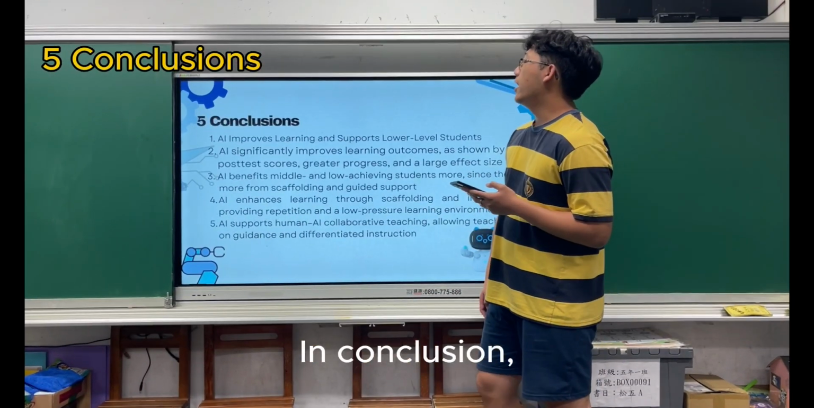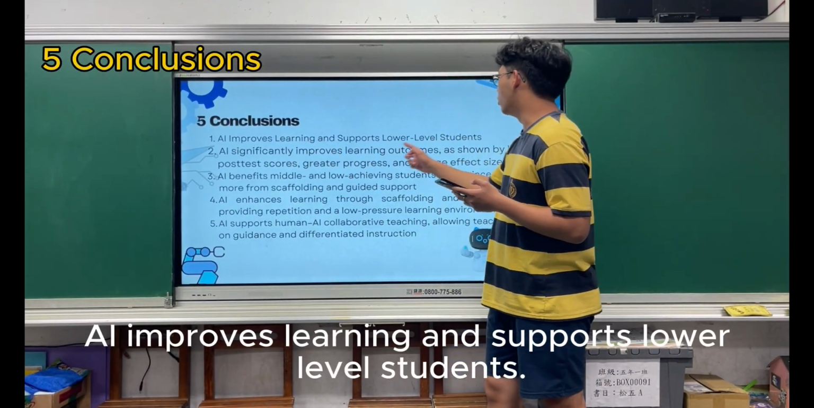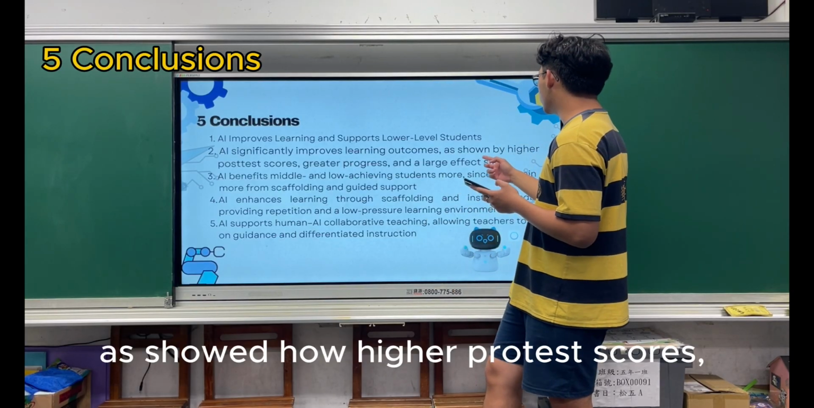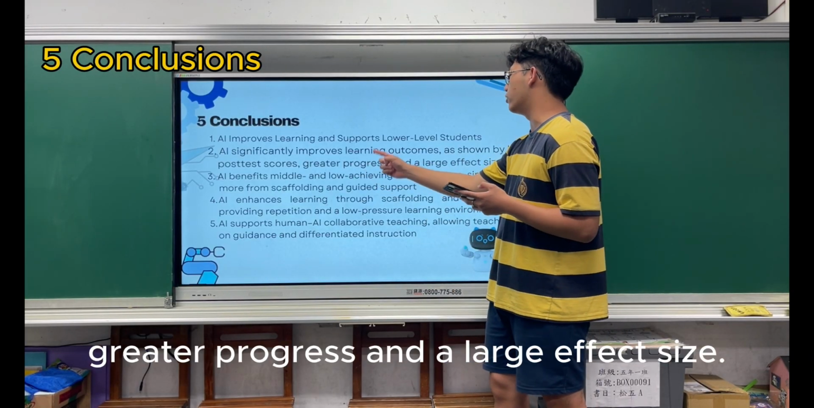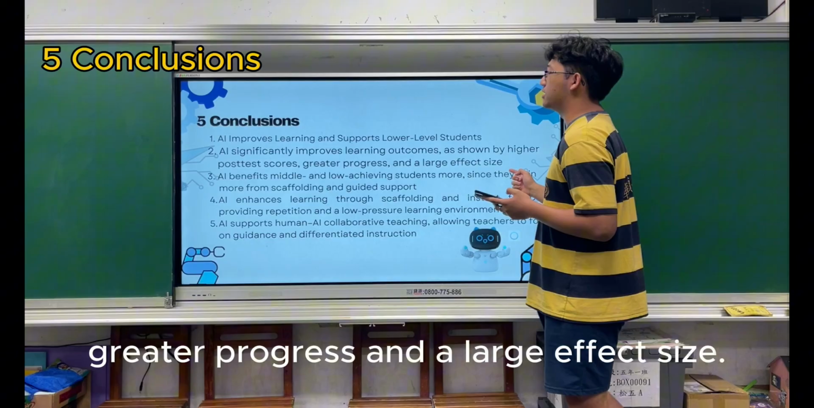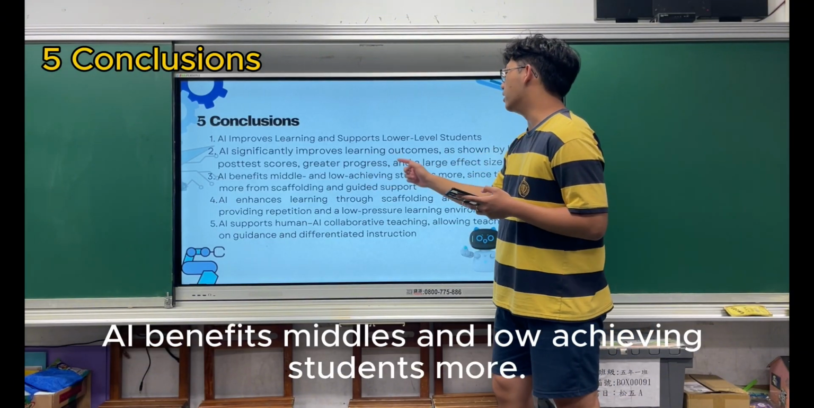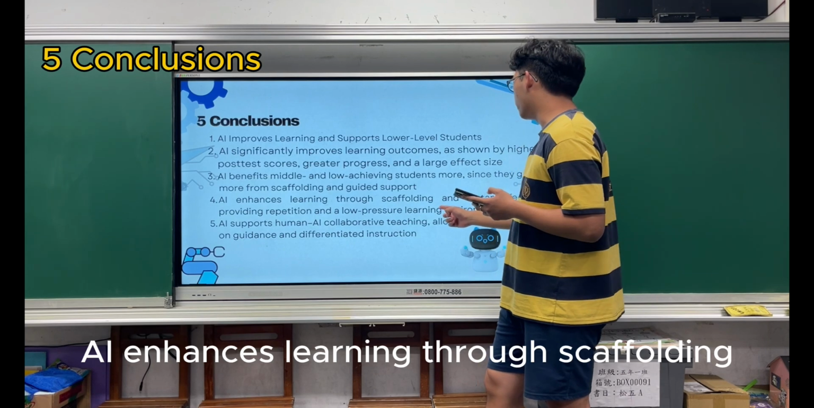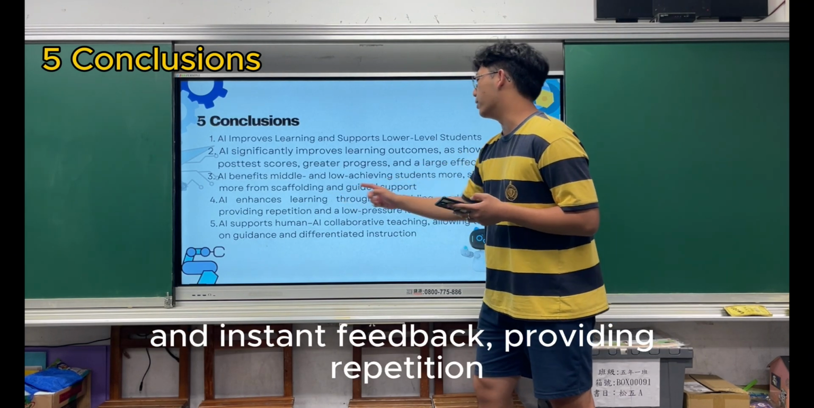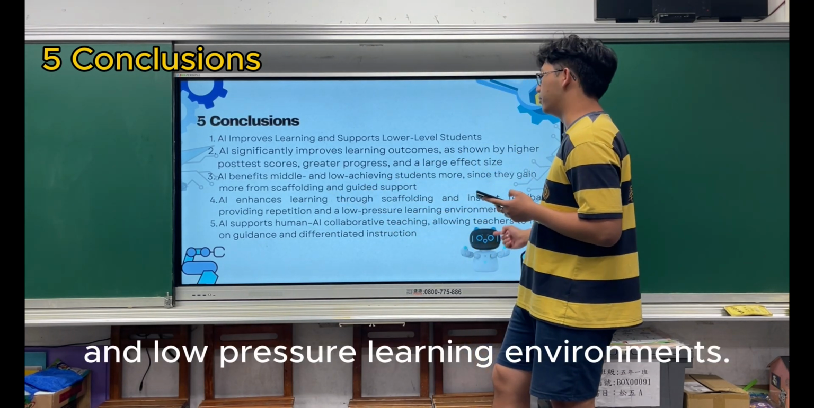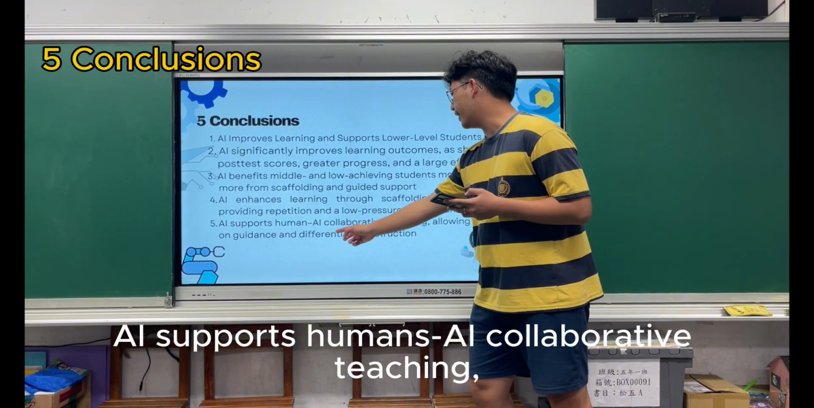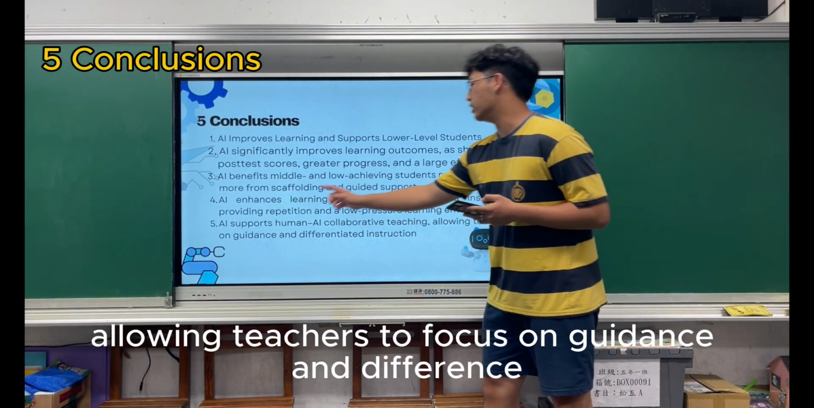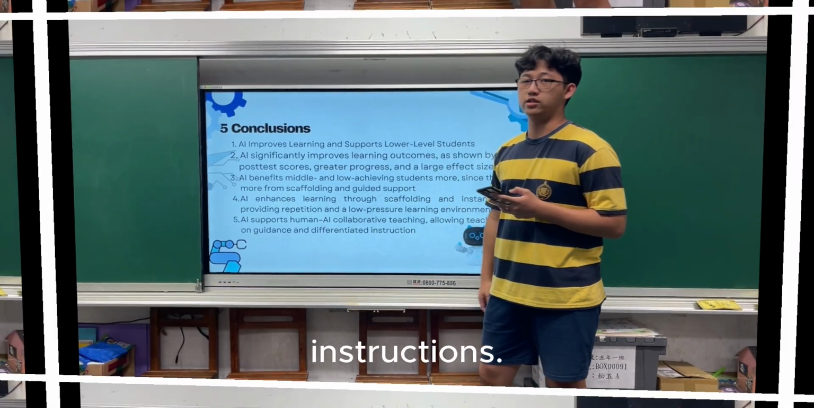In conclusion, AI improves learning and supports lower level students. AI significantly improves learning outcomes and showed higher post-test scores, greater progress, and a large effect size. AI benefits middle and low achieving students more. AI enhances learning through scaffolding and instant feedback, providing repetition and low-pressure learning environments. AI supports human-AI collaborative teaching, allowing teachers to focus on guidance and differentiated instruction.